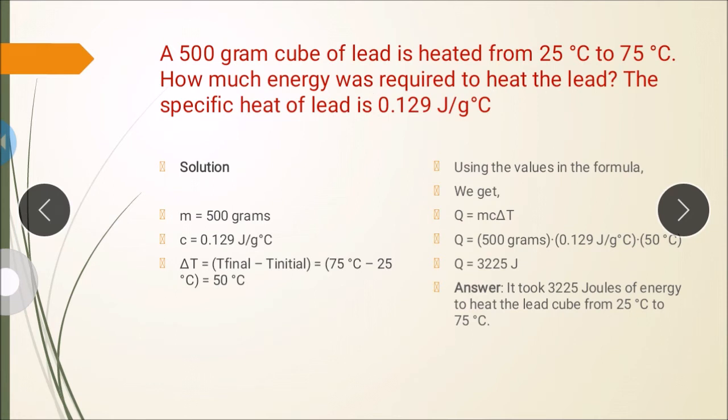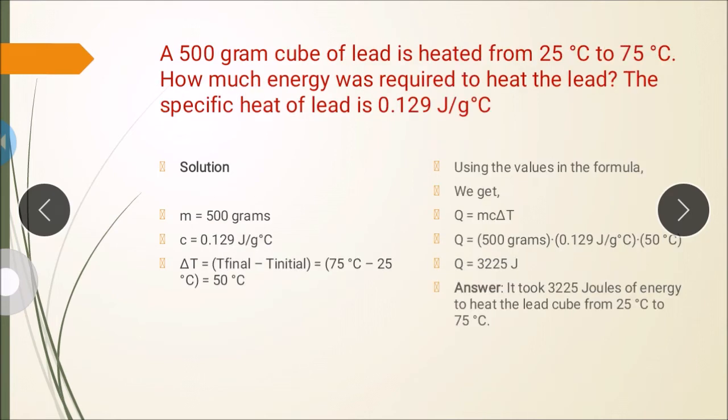So another problem on the topic. A 500 gram cube of lead is heated from 25 degrees Celsius to 75 degrees Celsius. How much energy was required to heat the lead? The specific heat of lead is 0.129 joules per gram degree centigrade.